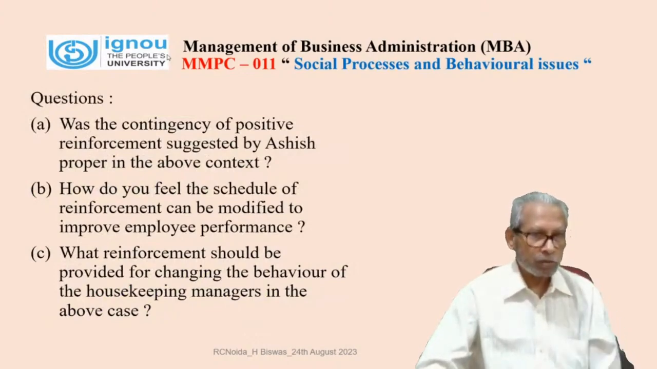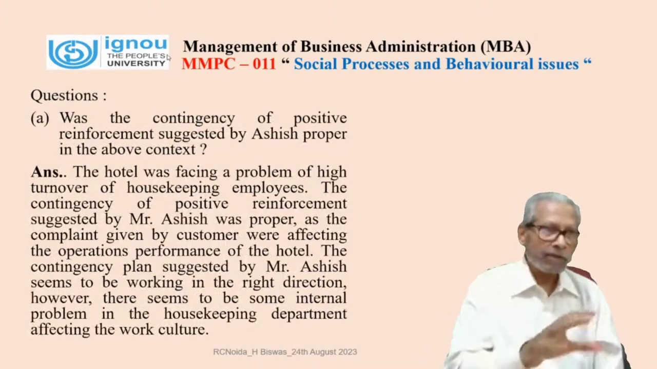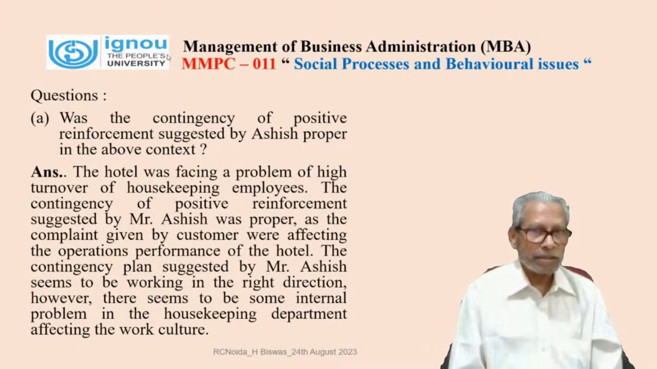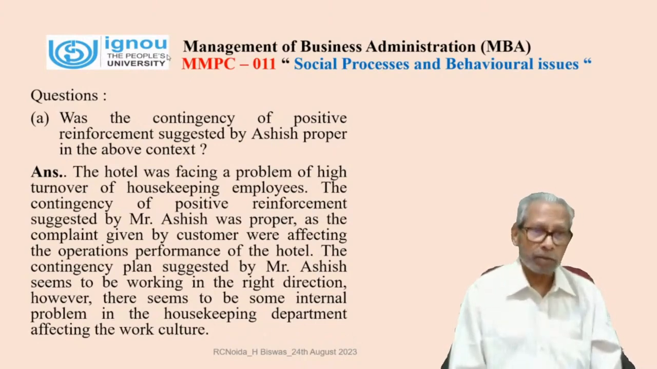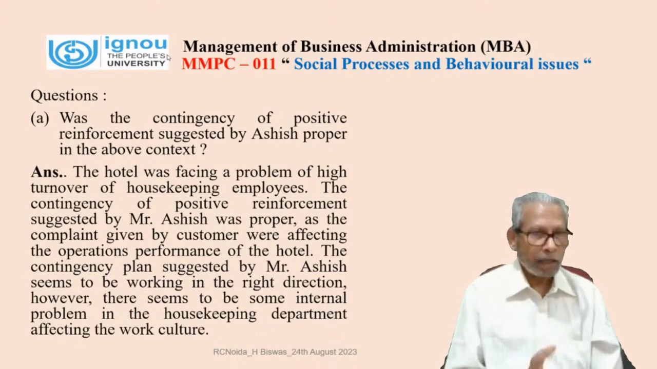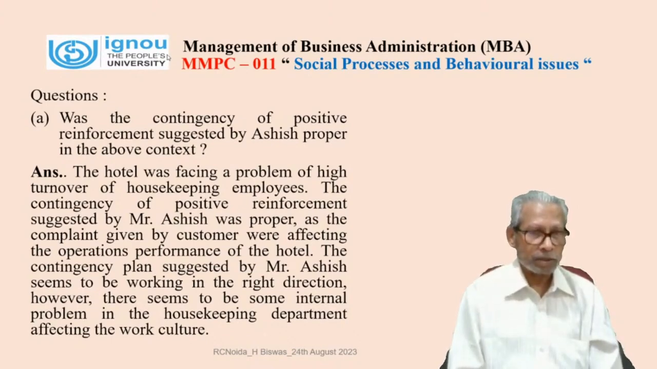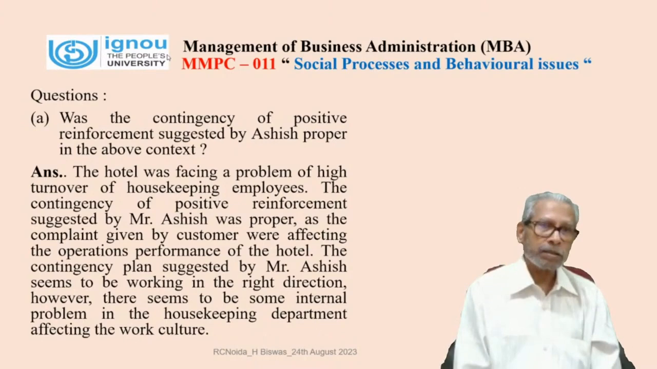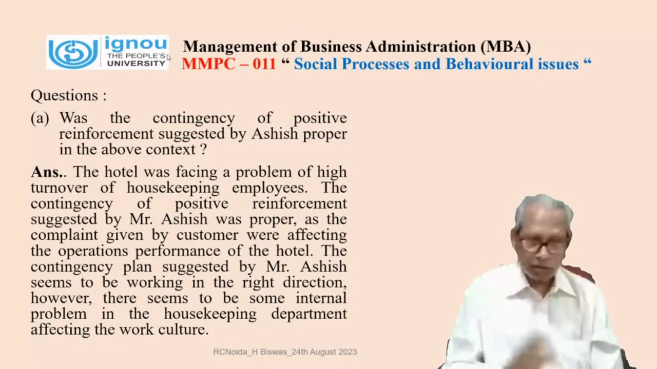The second question is about the schedule of reinforcement, and the third is your subject. So these questions will be there, and you have to answer them. Now the answer is here. First, was the contingency of the positive reinforcement suggested by Ashish appropriate? In that case, the hotel was facing a problem of high turnover of housekeeping employees. The contingency of positive reinforcement suggested by Ashish was proper, and the complaints made by the customers were affecting the operations. So the plan suggested by Mr. Ashish seems to be working in the right direction. However, there seem to be some internal problems in the housekeeping department affecting the work culture. So that is the first question.